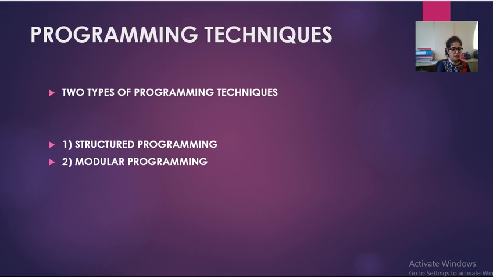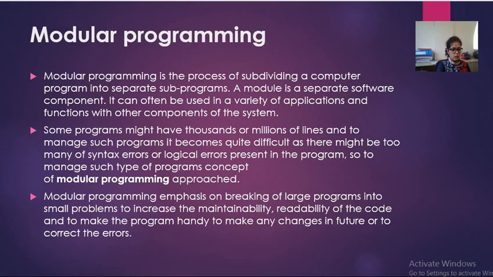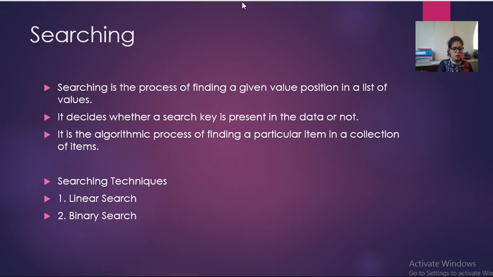Now let's start with the next topic of this unit, that is searching. This is the next and the last topic of this unit, searching. So what is searching? Searching is one of the main operations of data structures and of computer science, because it allows us to search for a specific item from the given data.